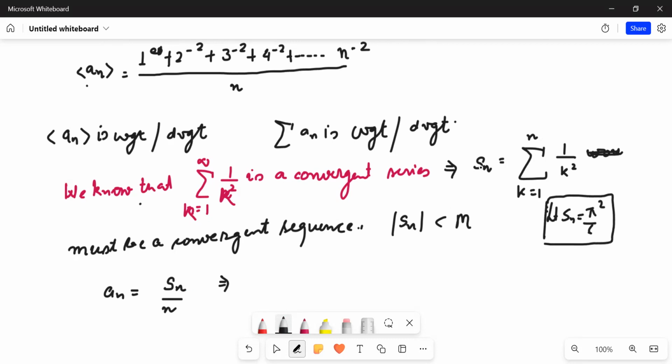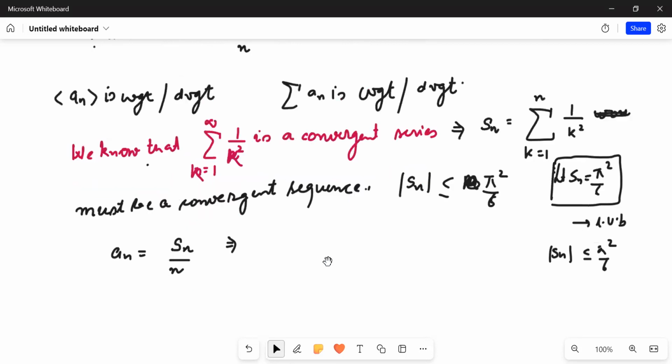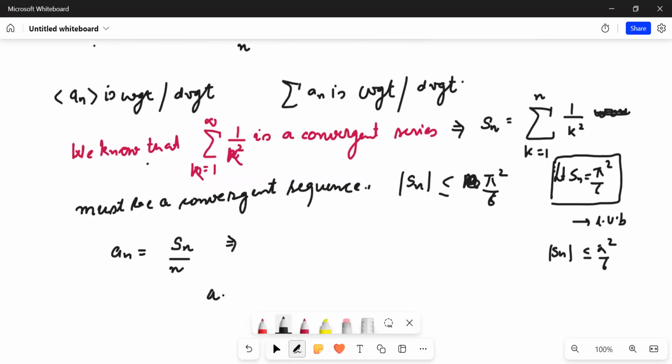Understand that Sn is an increasing sequence, and if Sn is an increasing sequence, it converges to its least upper bound. So in totality, I can write that Sn would be less than or equal to pi square upon 6. Instead of M, I can write pi square upon 6; even if you want to write M, I have no issues. So it implies that the modulus of an, which is the modulus of Sn upon n, is certainly greater than 0 but less than pi square upon 6 times 1 upon n.